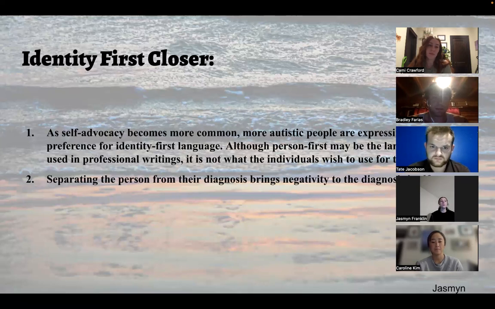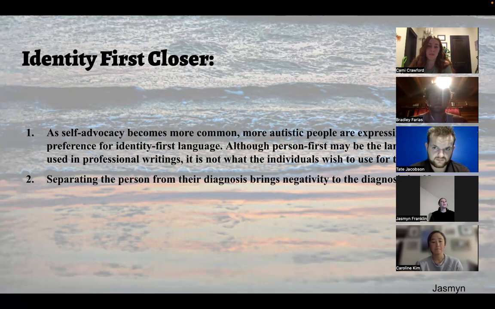As self-advocacy is becoming more common, more autistic people are expressing their preference for identity-first language. Although person-first language is the language currently being used in our professional writings, this is not the language individuals wish to be used for themselves. Their opinion should be prioritized.